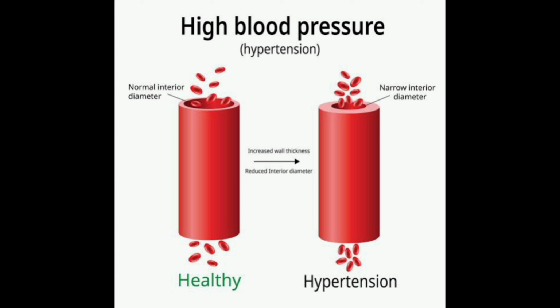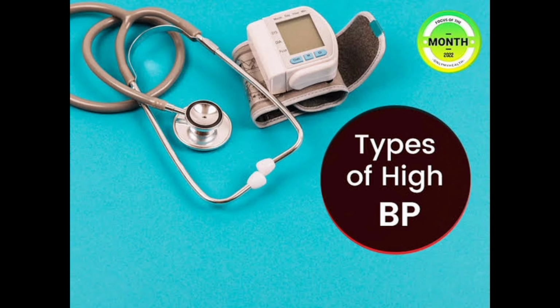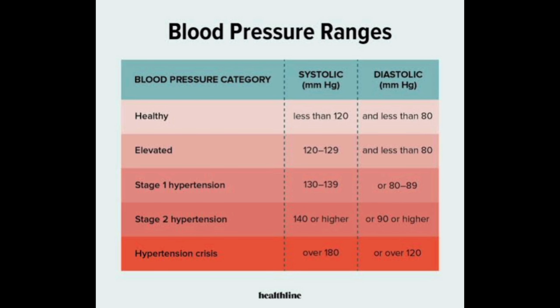Okay, next we will move to hypertension, high blood pressure. There are four main sub-classifications in hypertension. First one, pre-hypertension. Second one, hypertensive stage 1. Third one, hypertensive stage 2. Fourth and finally, the last stage of hypertension is called hypertensive crisis.